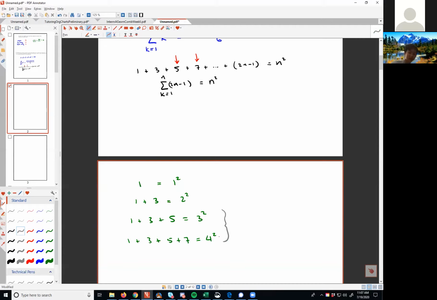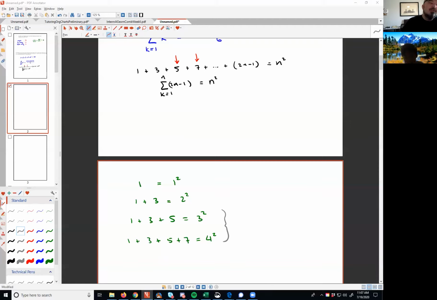Seven is 8 less than 4 squared. Wait, no, 9 less than 4 squared. And then 1, 3, and 5 add up to 9. Okay, you're moving in the right direction. What's another way you could say that? The sum of the previous odd numbers plus 7 is 16. True.